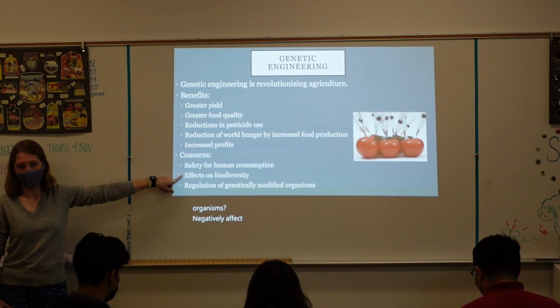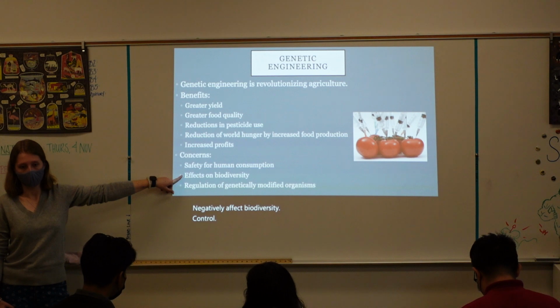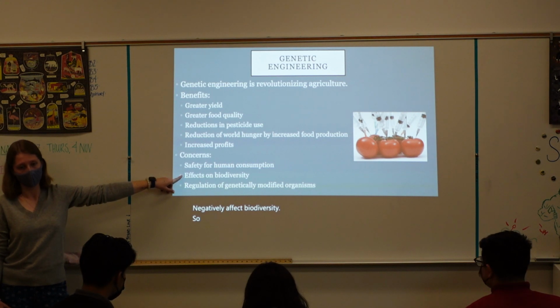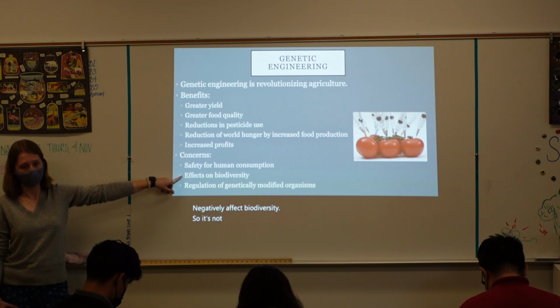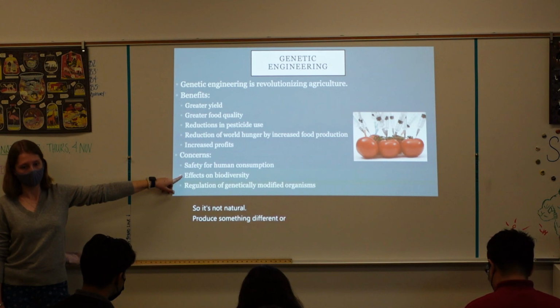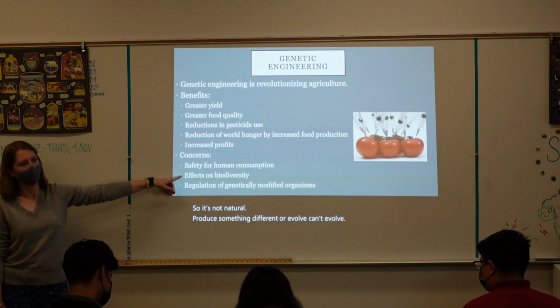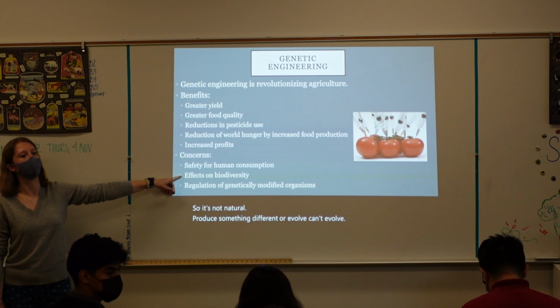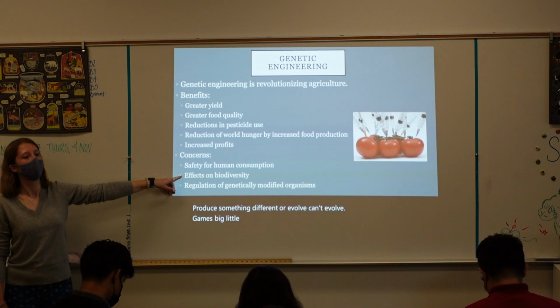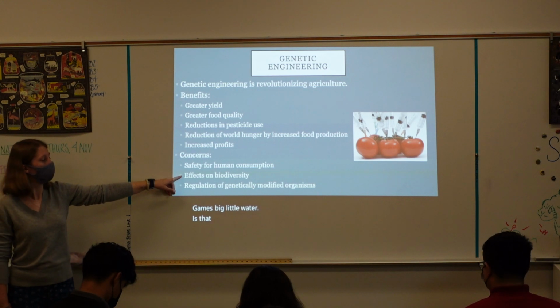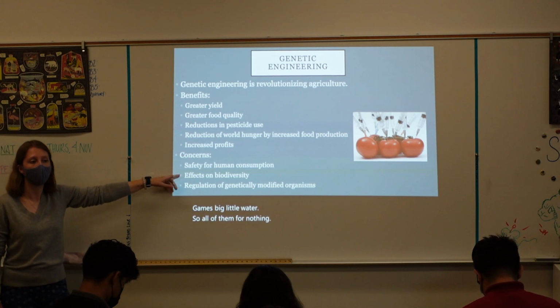Because you have a control. It's not natural. It can't develop on its own or produce something different or evolve. Can't evolve. Yeah. What else then? Because they have a set way of making it, so all of them are the same. A set way of making it, yeah.